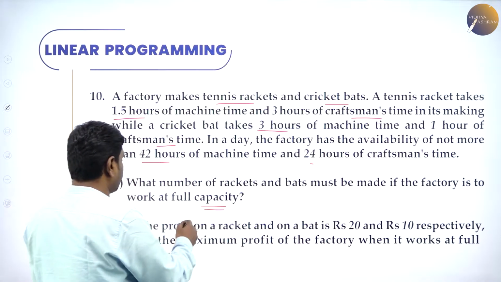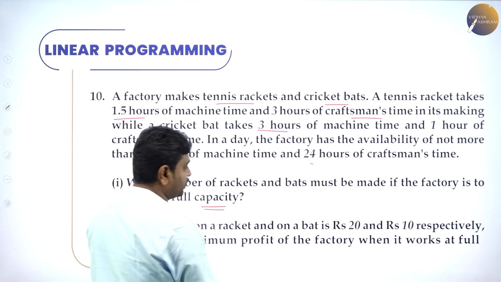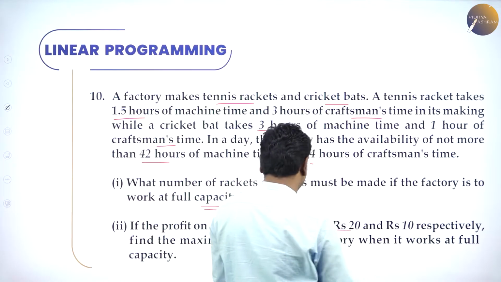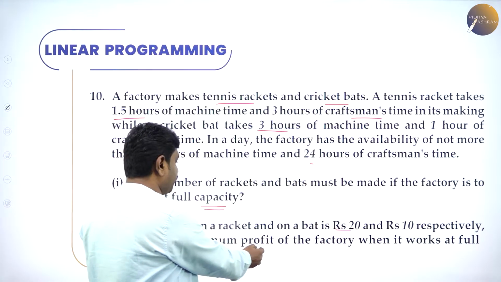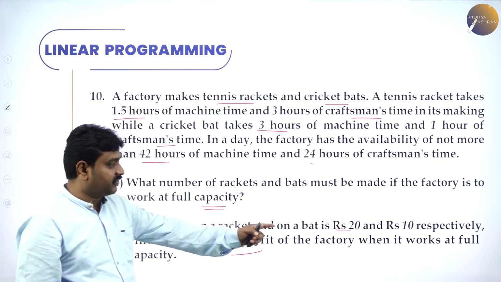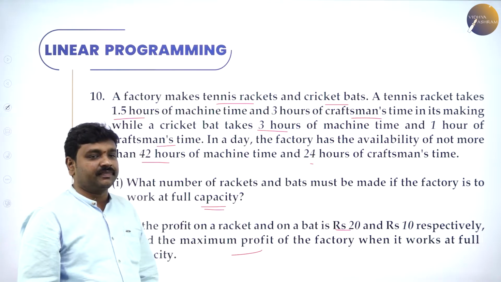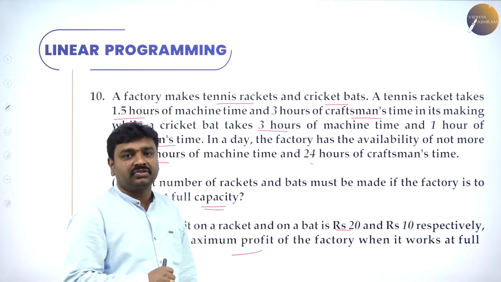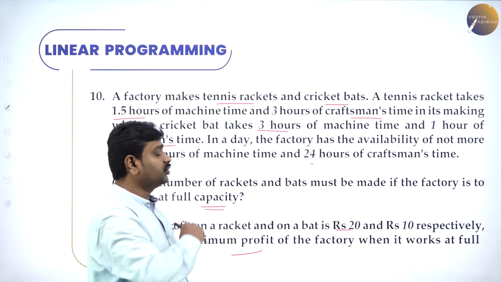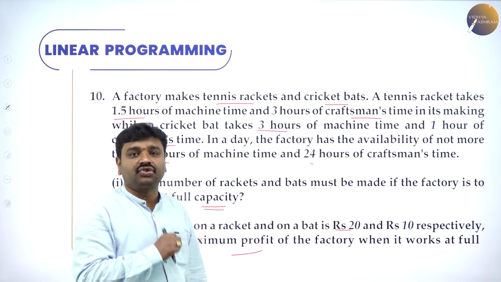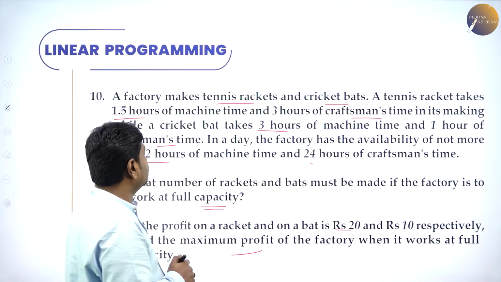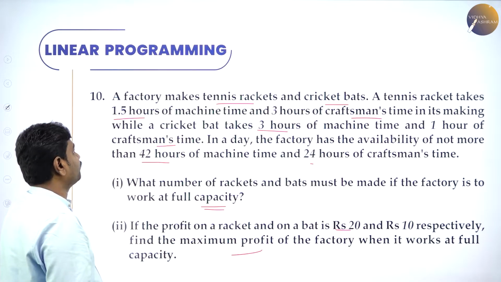And second one, if the profit on a racket and a bat is rupees 20 and rupees 10 respectively, find the maximum profit of the factory when it works at full capacity. So there are two questions. So we have to create two objective functions and draw the graph and solve it. Coming to the point, first we'll convert it into a table.